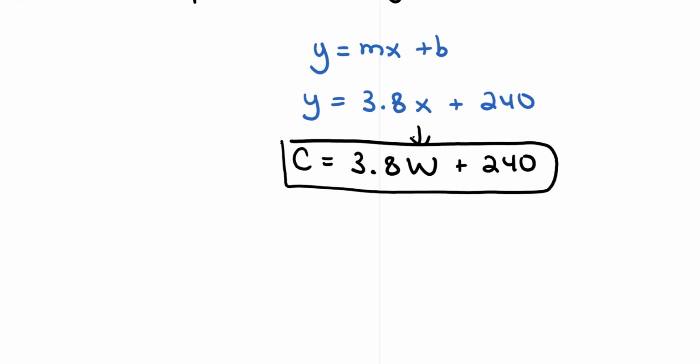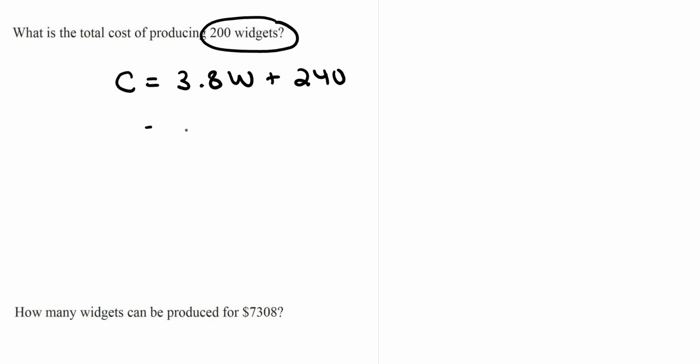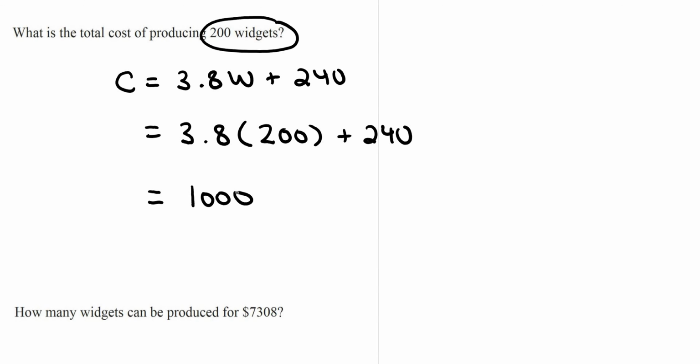Okay, let's move on to question C now. What is the total cost of producing 200 widgets? So I know my cost is going to be 3.8W plus 240. And I have 200 widgets, so this will be 3.8 times 200 plus 240. Let's go to our calculator here. 3.8 times 200 plus 240, that's going to be about 1,000. So the cost will be $1,000.